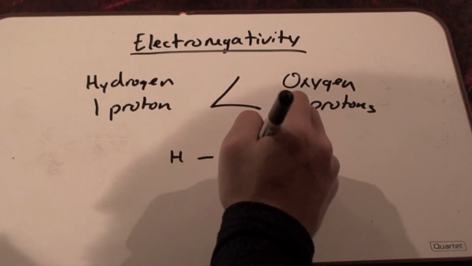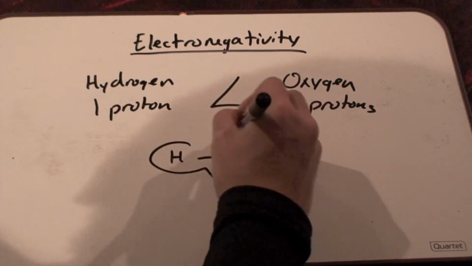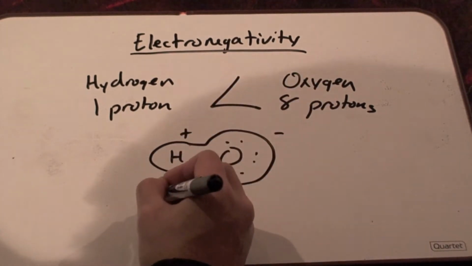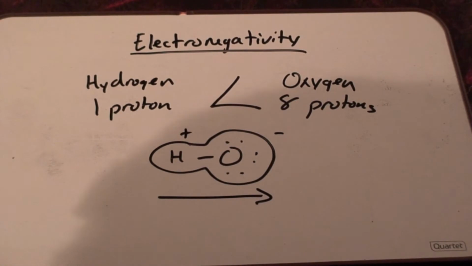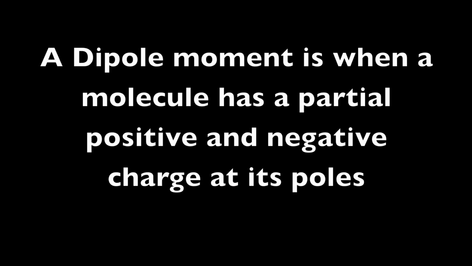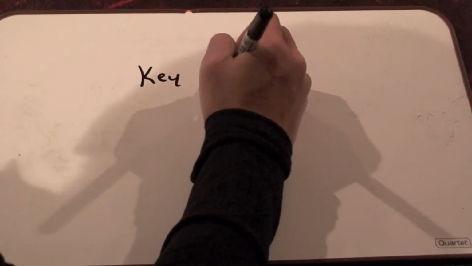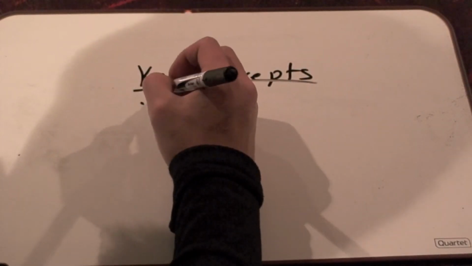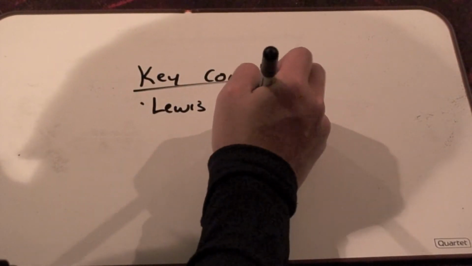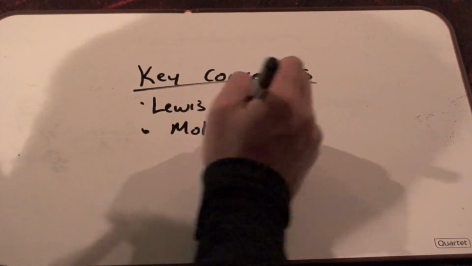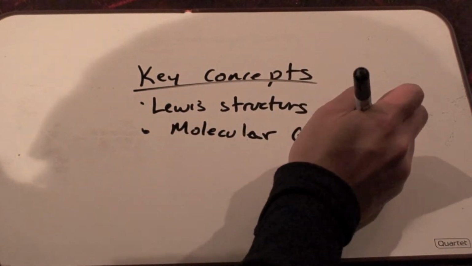This causes the oxygen to become more negative than usual, and the hydrogen more positive. This is known as a dipole moment, and serves as the basis of polarity. A dipole moment is when a molecule has a partial positive and negative charge at its poles. So how do we figure out whether a molecule is polar or not? Well, it turns out we need to use several other key concepts we've already learned about. These are Lewis structures, molecular geometry, and electronegativity rules.